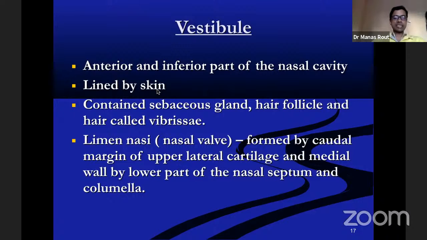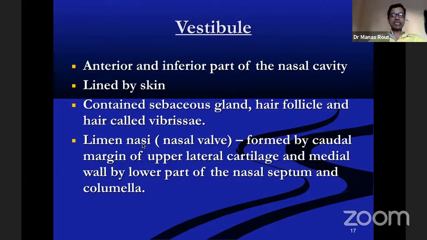The vestibule is lined by skin. It contains sebaceous glands, hair follicles, and the hair called vibrissae. You can see the vibrissae will be there in the vestibule, and these are protective. They have a protective function: they purify the air and trap the dust particles. That's why it is very important.